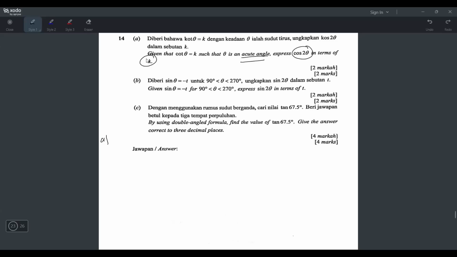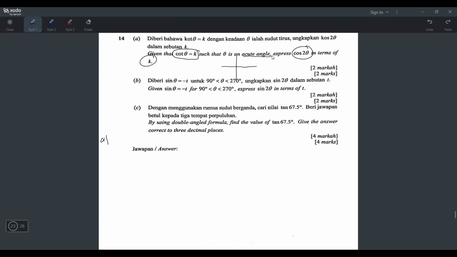Okay, this type of question, where they give you information like this, you should always draw it out. The reason why most students cannot do this question is because they never draw. And you will struggle with the question if you don't draw. So let me draw it. What you should draw is a cross, and you should determine which quadrant you should put your lines, your angle. So they say cot theta is k, and theta is an acute angle.